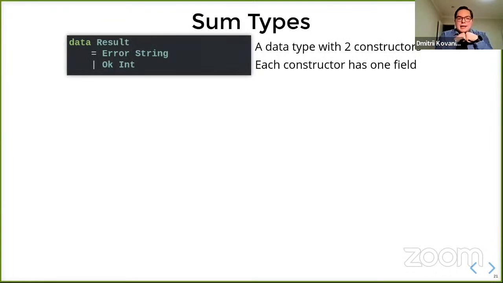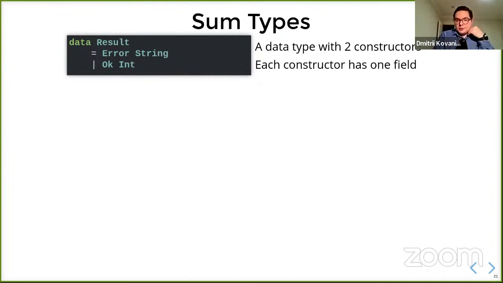Let's look at this data type, which is Result. It's a sum of two types. So it has either a string or an integer. And this is like a result of some computation or evaluation. So the result can be an error with some message. So this is a string for a message telling us what went wrong. Or it can be an OK constructor, which is an actual value.